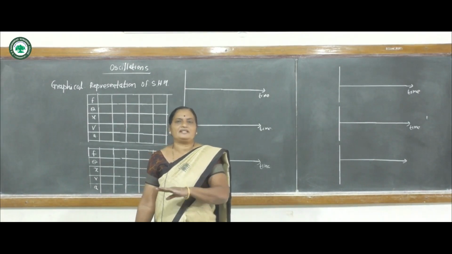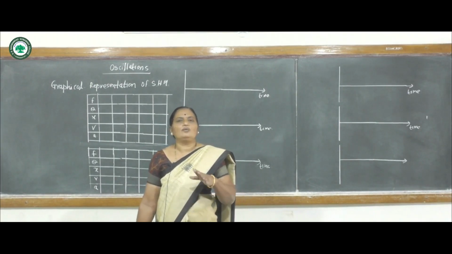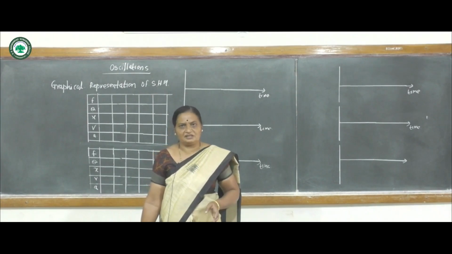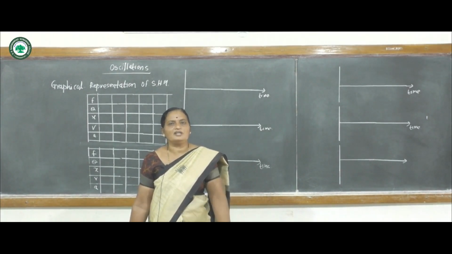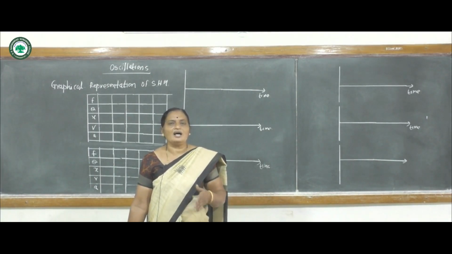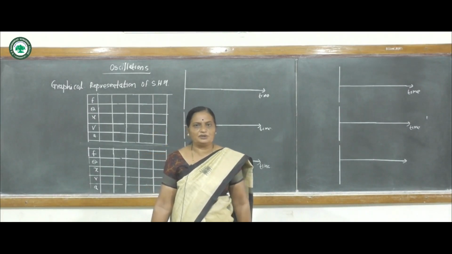Acceleration, displacement and velocity are represented by sine and cos functions. Sine and cos functions are harmonic functions. Therefore the motion is oscillatory motion, harmonic motion. The motion is called simple harmonic motion.